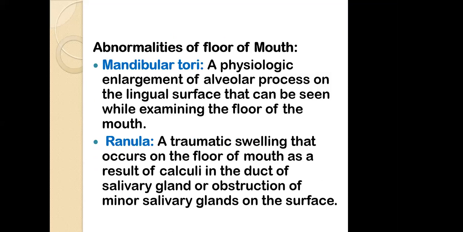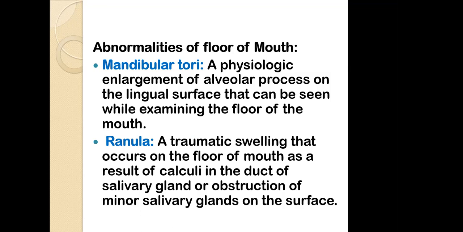Among the abnormalities, you may find things like the mandibular tori. This is a physiological enlargement of the alveolar processes on the lingual surface that can be seen while examining the floor of the mouth. Sometimes you can mistake them for an abscess, or you may think it is a malignancy, but the mucosa on top of them is normal.